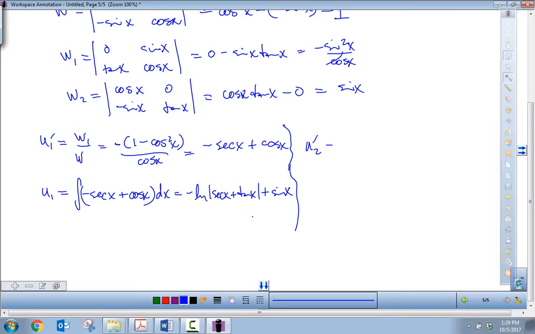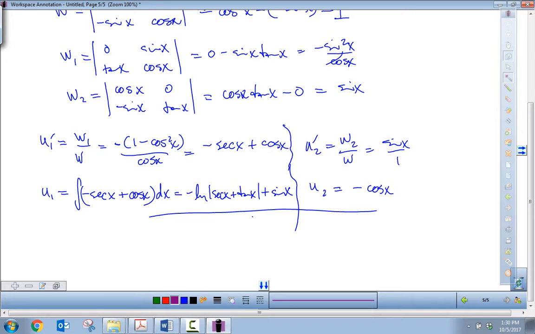This one's easy because W2 is equal to sine, and nothing too fancy here. And we want the antiderivative of that. And I think that's negative cosine. Okay, so we found it. We found u1 and u2. So let's just tack it on to our particular solution.